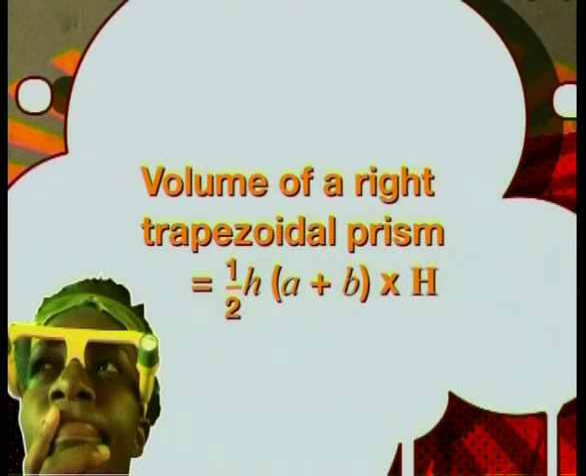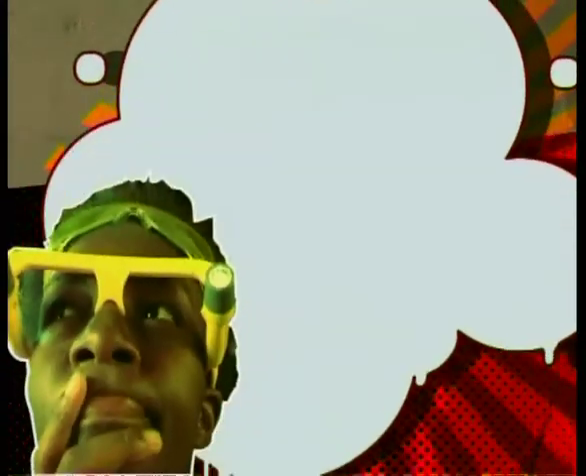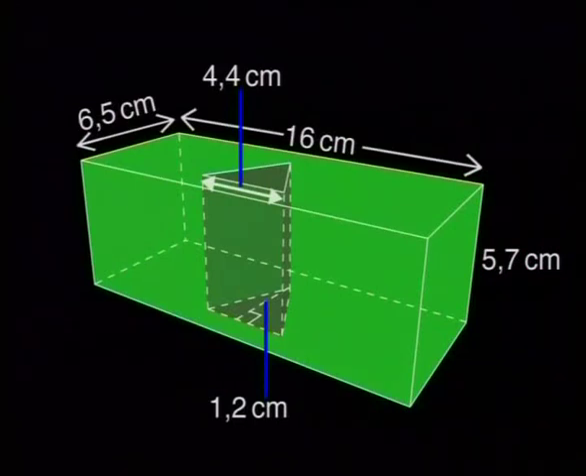Volume of a right trapezoidal prism is equal to the area of the trapezoidal base times the height of the prism, which is equal to half the perpendicular height multiplied by the sum of the two parallel sides, multiplied by the height of the prism. Here's your task for today. Look at this diagram. It shows a wooden right rectangular prism with a right triangular prism cut out of it, leaving a hole in the wood. What is the volume of the piece of wood in this picture?